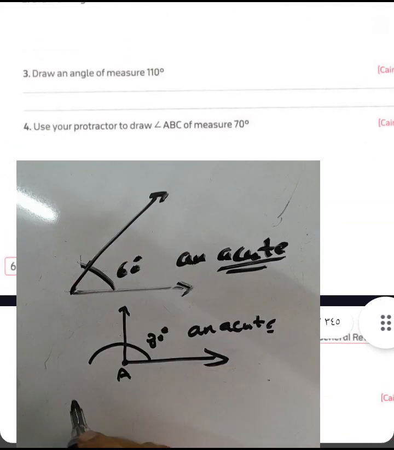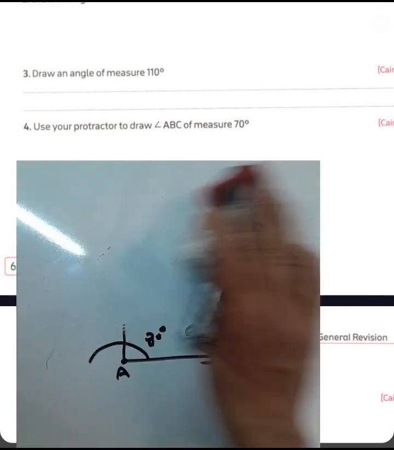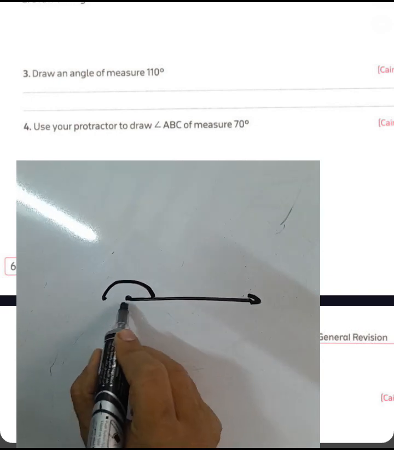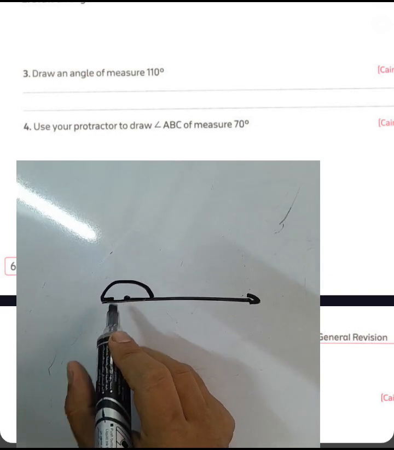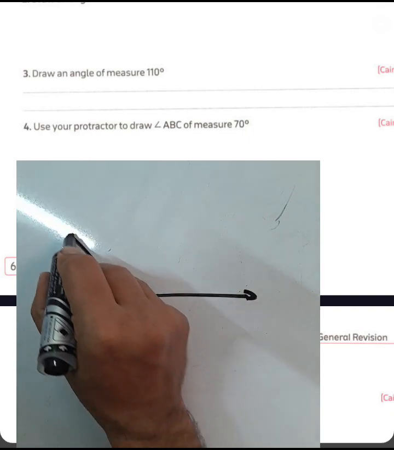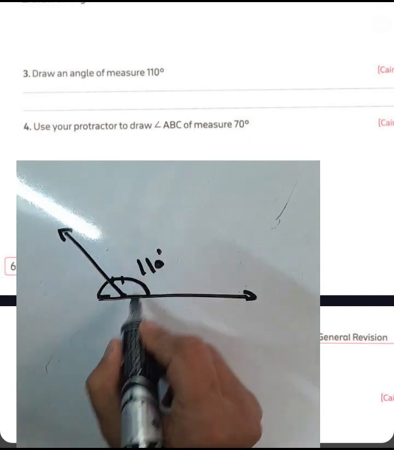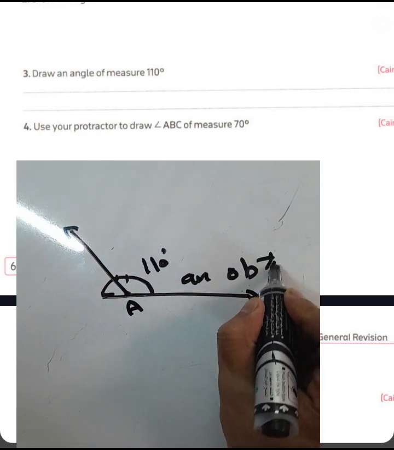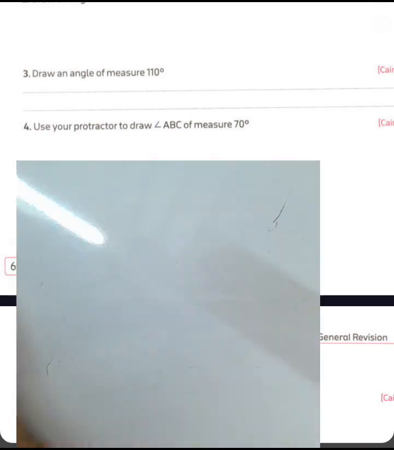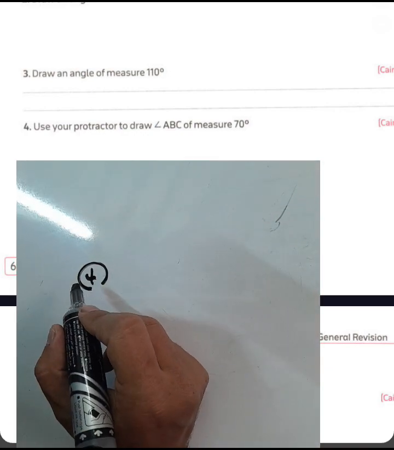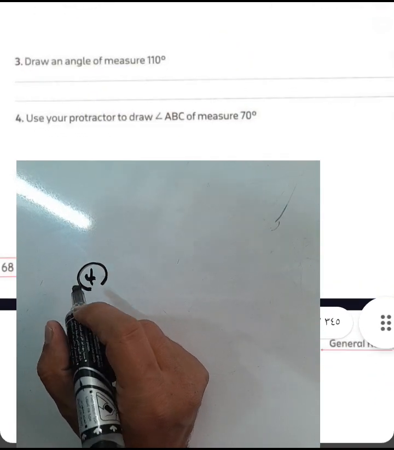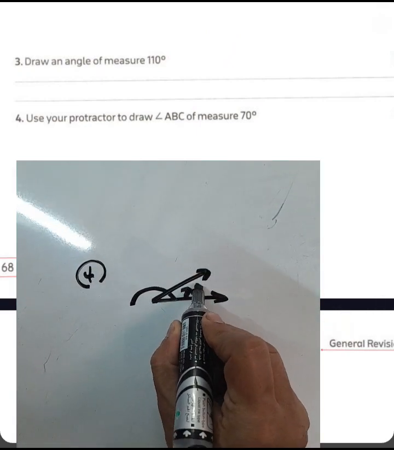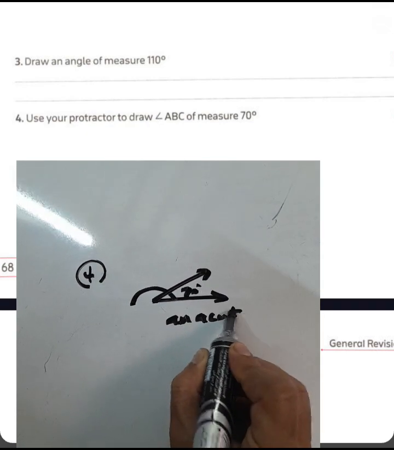Question number 3, draw an angle of measure 110. Using the ruler, draw a straight line and put the protractor here. Okay, go to 110 in this part and draw this angle, 110 degrees. We call it what? Obtuse. Question number 4, use the protractor to draw an angle of measure 70 degrees. Using the protractor here, 70 degrees. We call it an acute.